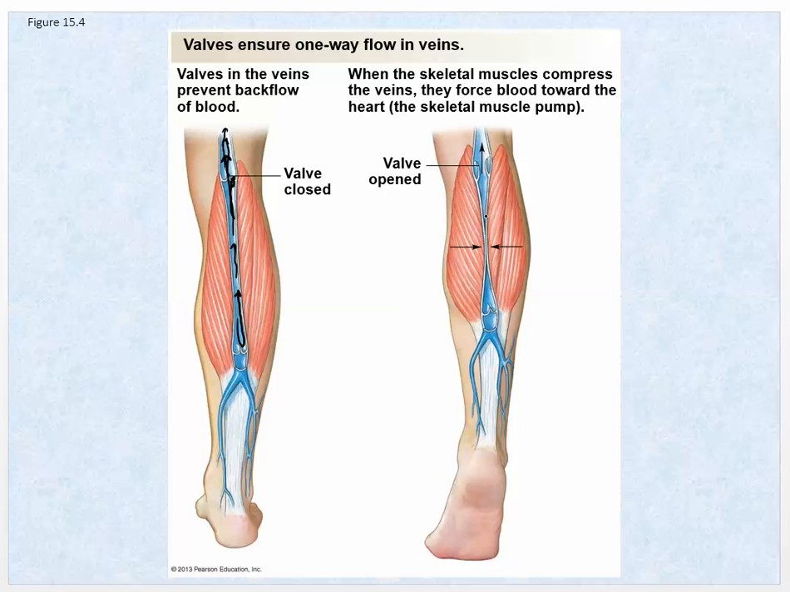Okay, so that's what we see here. We see this squeezing, and this valve will shoot open, and the blood will flow up. It can't go back because of these valves. So that's very important. Valves in the veins prevent backflow. When the skeletal muscles compress the veins, they force blood towards the heart.